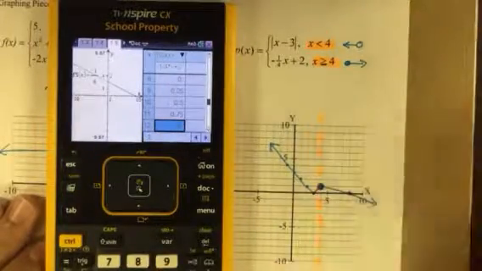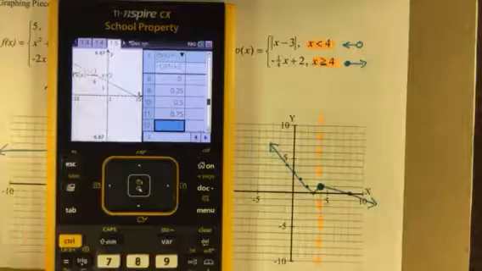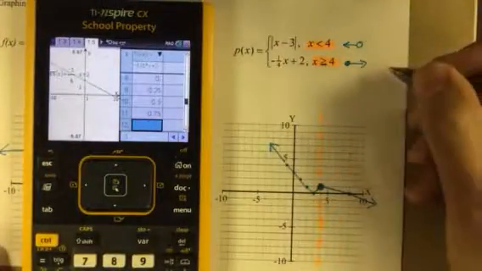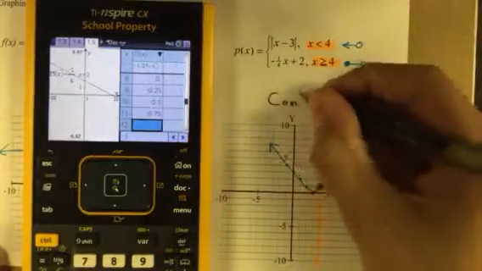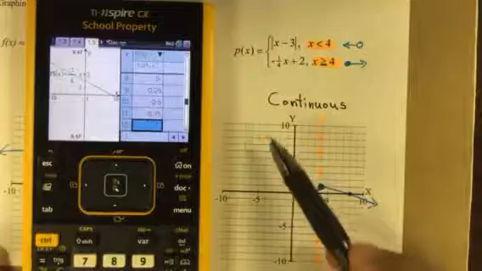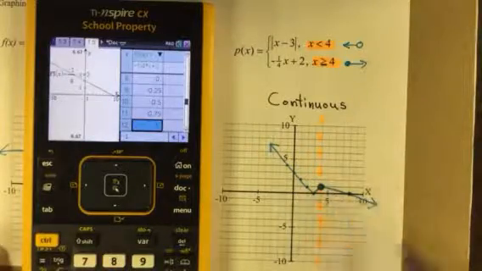So an arrow. All right, so that's your second piecewise function, p of x. And this is continuous. Because if I draw this from left to right, I never have to pick up my pencil.